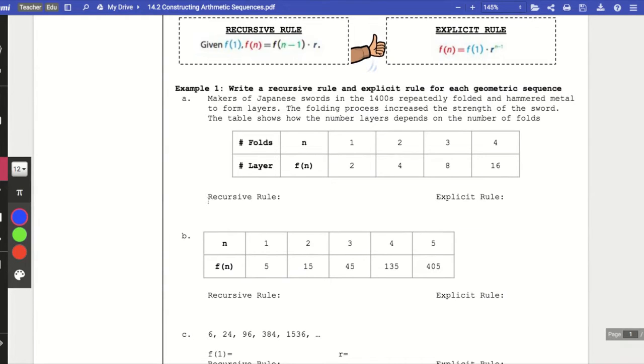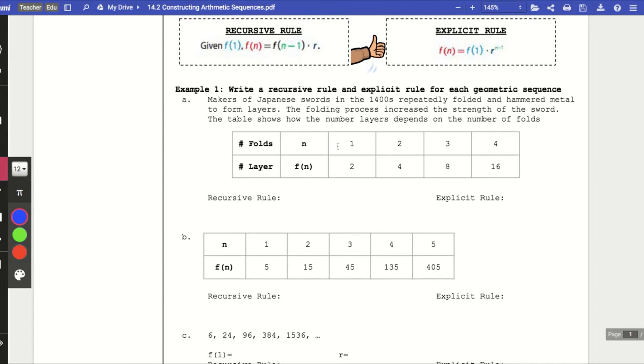Makers of Japanese swords in the 1400s repeatedly folded and hammered metal to form layers. The folding process increased the strength of the sword. The table shows how the number of layers depends on the number of folds. So if I look at the table, with 1 fold, it has 2 layers. With 2 folds, it has 4 layers. With 3 folds, it has 8 layers. And with 4 folds, it has 16 layers.